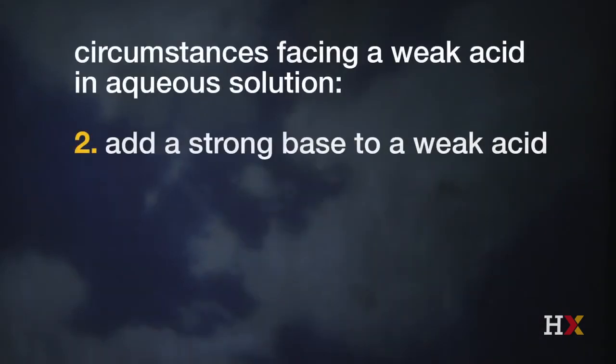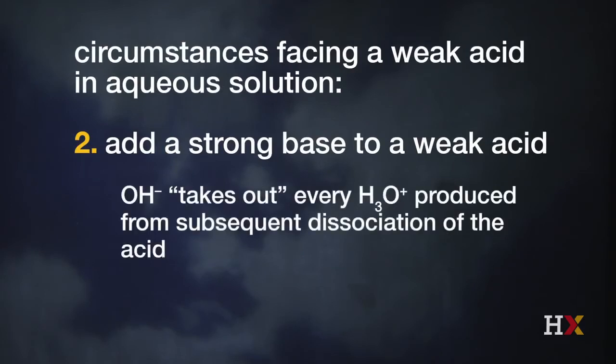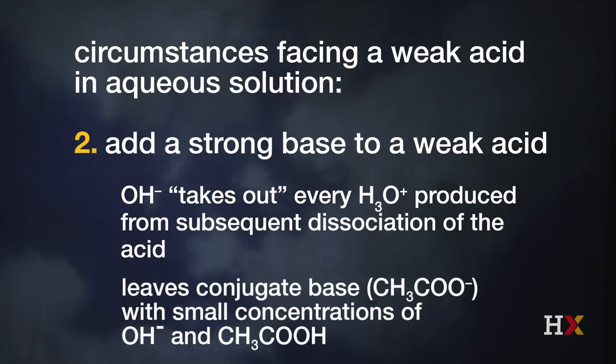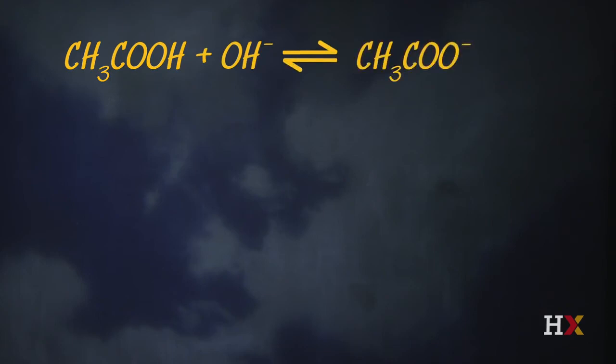We've already begun to analyze that. And the OH- from the strong base will take out every H3O+ produced from the subsequent dissociation of the acid. So this leaves the conjugate base, and that's the acetate anion in our case, that's CH3COO-, with a small concentration of OH- and the original acid, which was our acetic acid. In other words, we've reacted the acid CH3COOH with OH- to produce the anion, the acetate anion, plus water.